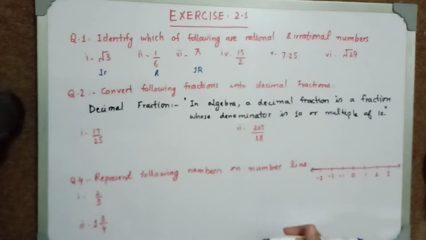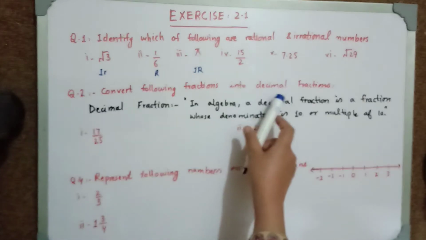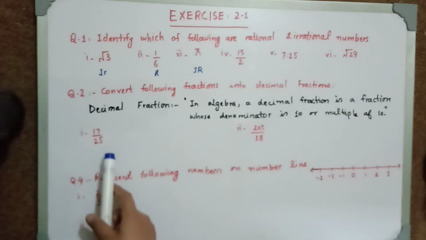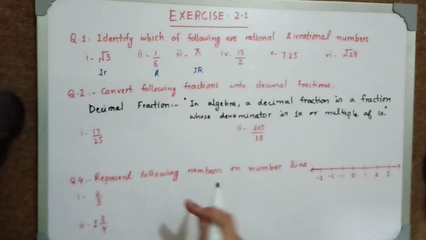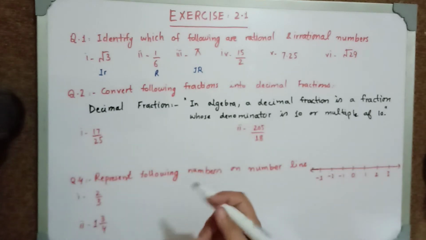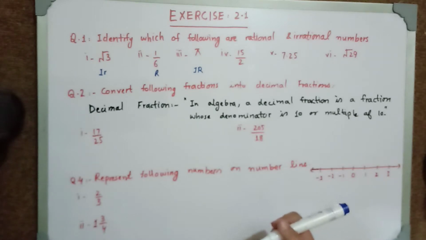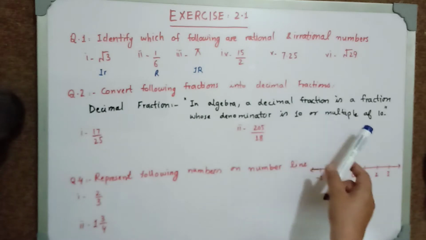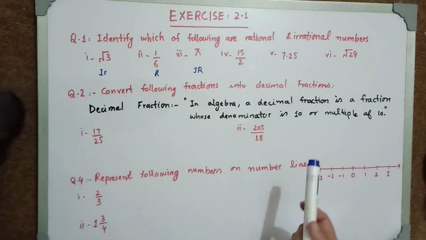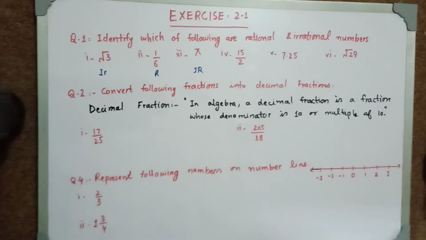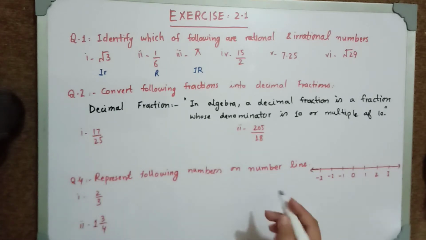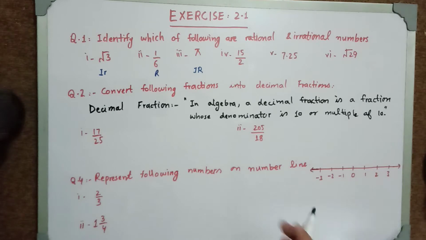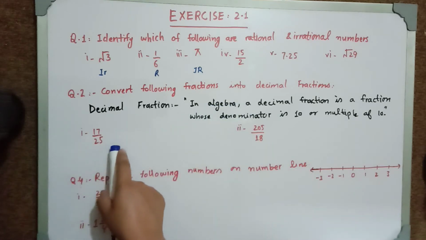Now moving to question number 2, which states: convert the following fractions into decimal fractions. They have given you fractions, and they've asked you to convert these fractions to decimal fractions. So let's see what decimal fractions are first. In algebra, a decimal fraction is a fraction whose denominator is 10 or a multiple of 10. Basically, fractions are rational numbers because they are written in the form p over q. So a decimal fraction is a fraction whose denominator is either 10 or 100. They have asked you to convert these fractions to decimal fractions.